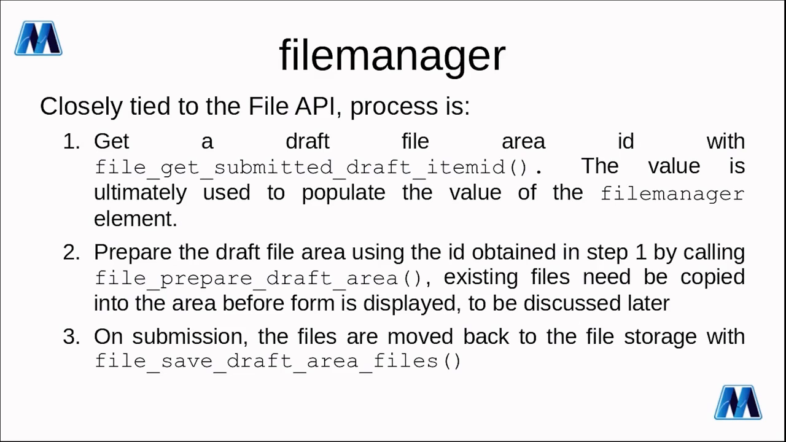So you prepare the draft area file using the ID by preparing the draft area. So existing files could be copied into that area before the form is displayed, or you prepare the draft area to accept a brand new file. And then after submission, when you finally got the final submitted data, you can then save the files from your draft area back to your component's file area. So each component, each plugin manages its own area. So just think of it as a separate directory where your files are stored.